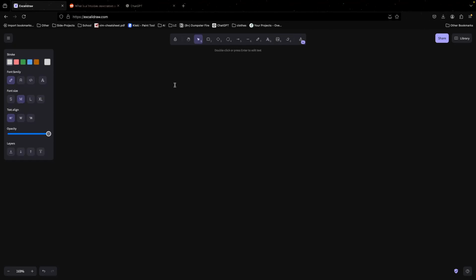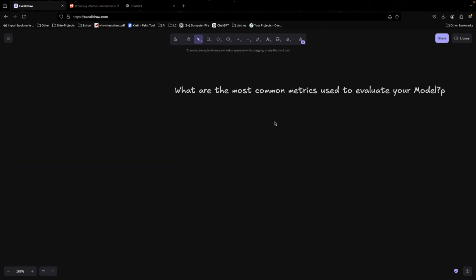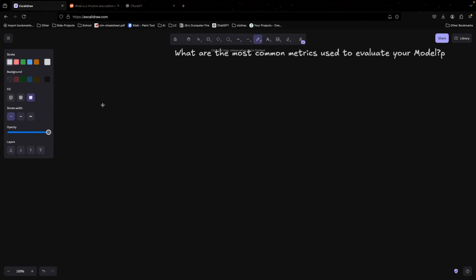So, how do you go about evaluating how good your model is? What are the most common metrics used to evaluate your model? In order to answer this question, we can start off by looking at something called the confusion matrix.